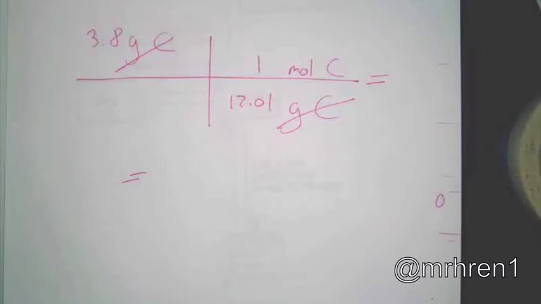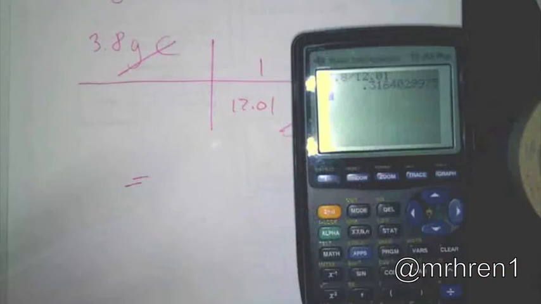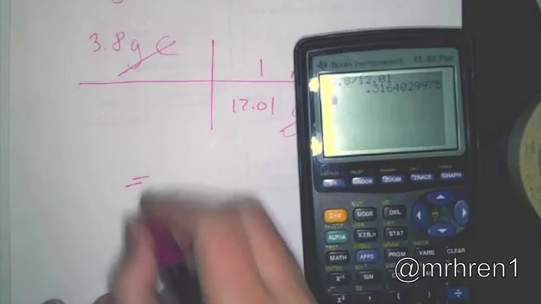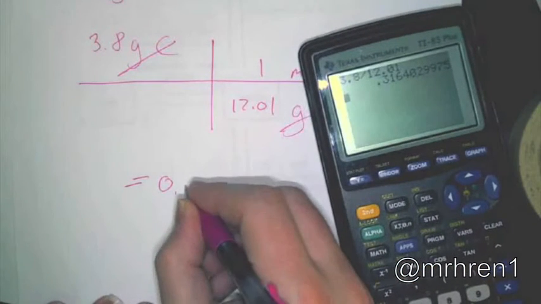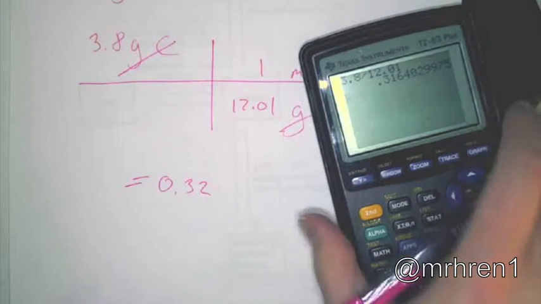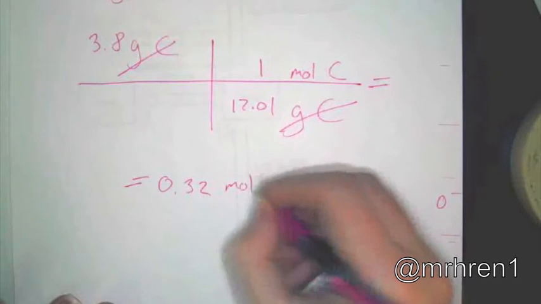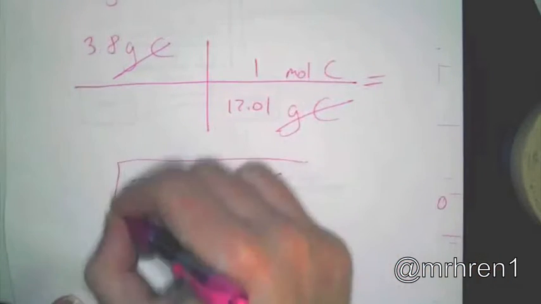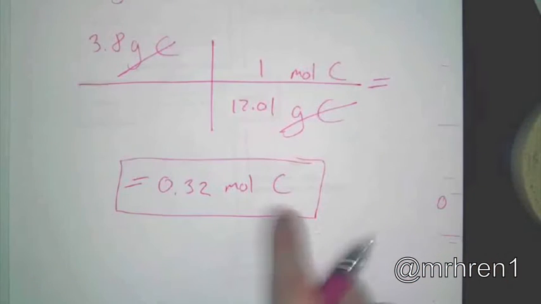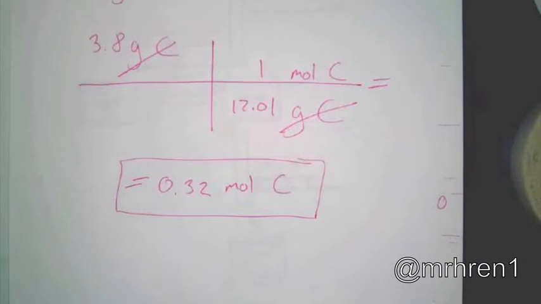In this case, it'll be 3.8 divided by 12.01. So you get that. I'm going to round to 0.32. Your labels would be moles of carbon. If you were to leave out moles or carbon, it would not be correct. All right, got to have both. Does that bring up questions?